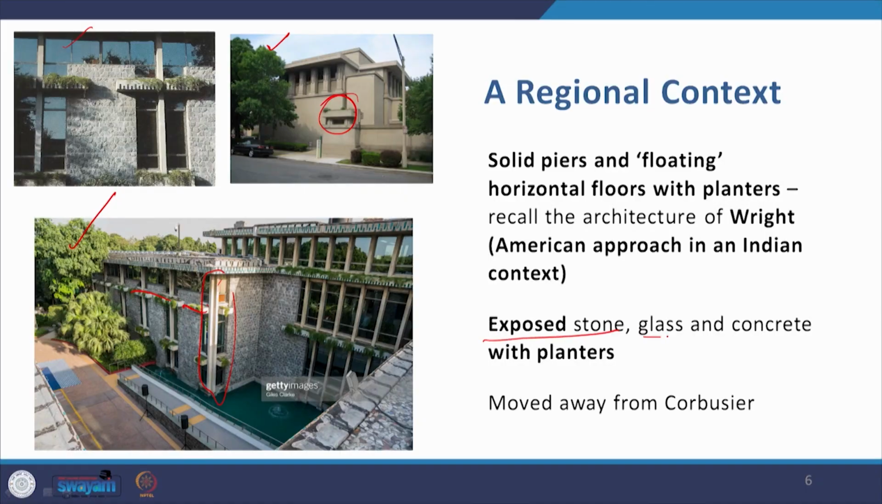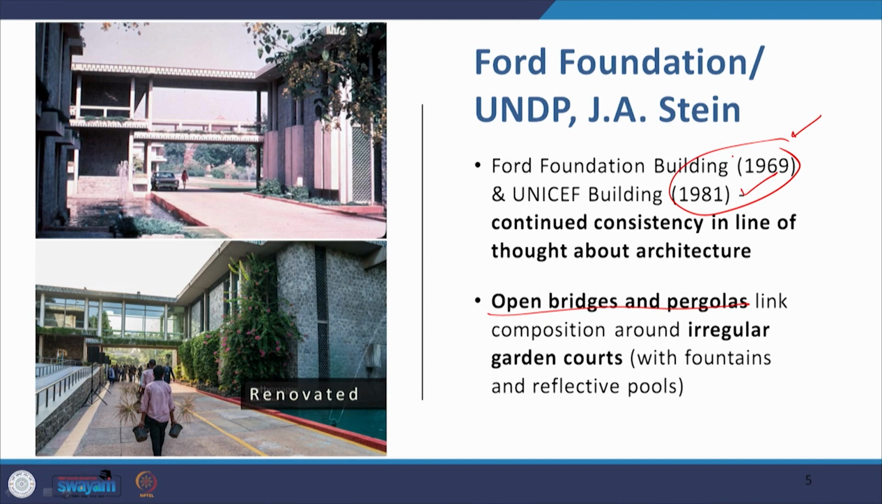India Habitat Center is a very classic example of that. And in this building, for example, there is exposed stone, glass and concrete. So not just glass and concrete is exposed, the stone has also been exposed along with these planters. So he is rather moving away from the Corbusian ideology. And please remember that during this time Chandigarh had already come up when he was doing these buildings, and at this time a large number of Indian architects, I would rather say the iconic architects, were more impacted by Chandigarh and the works of the Bauhaus school.